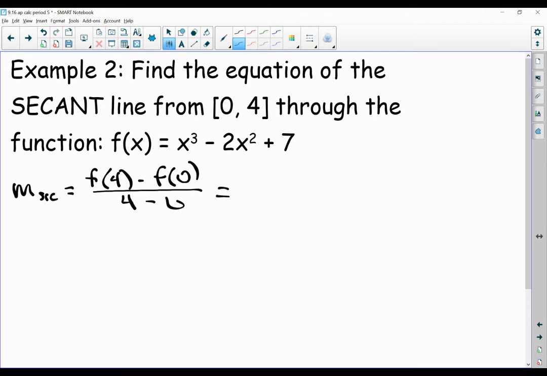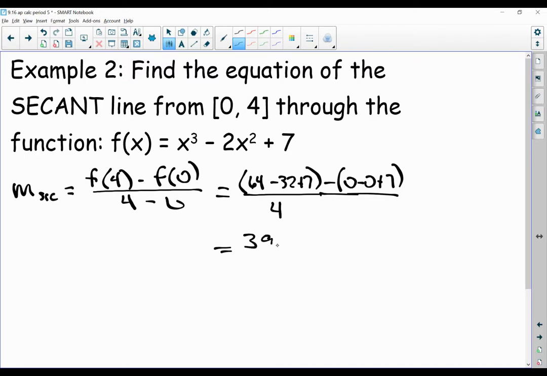But again, if you went straight to some sort of difference quotient or some sort of slope formula and you had already plugged in 4, then you would be fine here. So I'm going to plug in 4. 4 cubed is 64 minus 2, let's see, 4 squared is 16 times 2 is 32 plus 7 minus, now if I plug in 0, I end up with 0 minus 0 plus 7. You see how I put those in parentheses just to make sure.